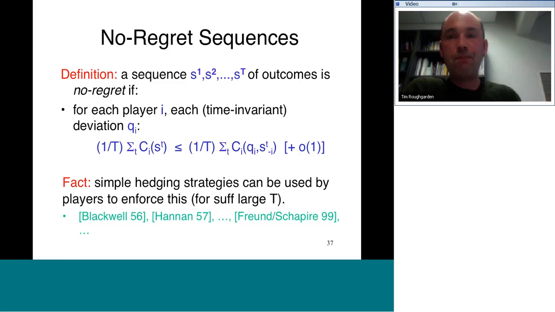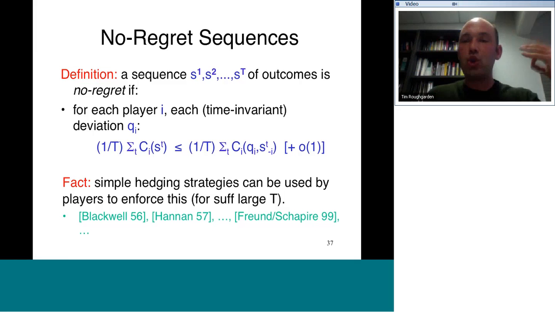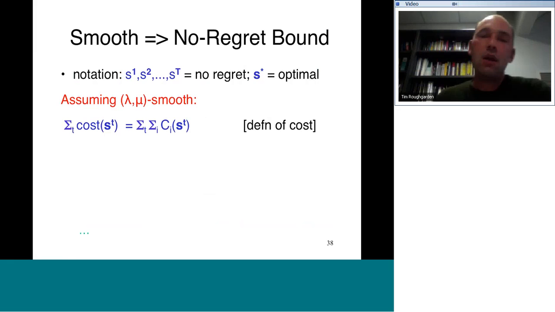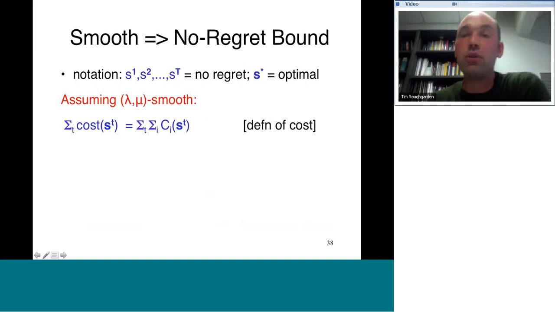So now what I want to do is let's assume we have a smooth game. Let's assume the game is played repeatedly and we get a no-regret outcome, then this no-regret outcome is close to optimal. That's what I'm going to prove. The proof takes only one slide. So we have our no-regret sequence, our 100 traffic patterns, S1 through ST. The game is fixed, so the optimal solution is fixed. Call it s star as before.